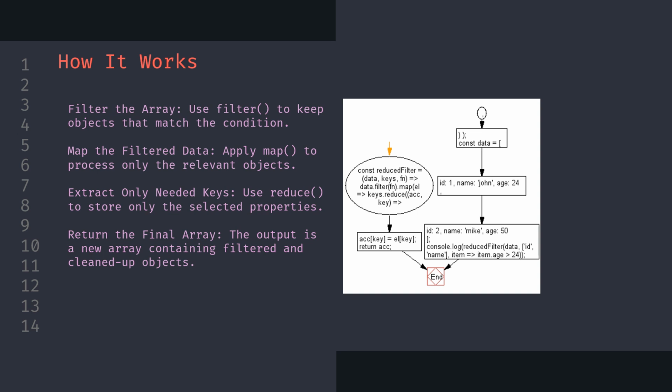The filtering process starts by removing objects that do not meet the condition. Then, map restructures each object, while reduce ensures only the selected keys remain. This results in a clean and optimized output.